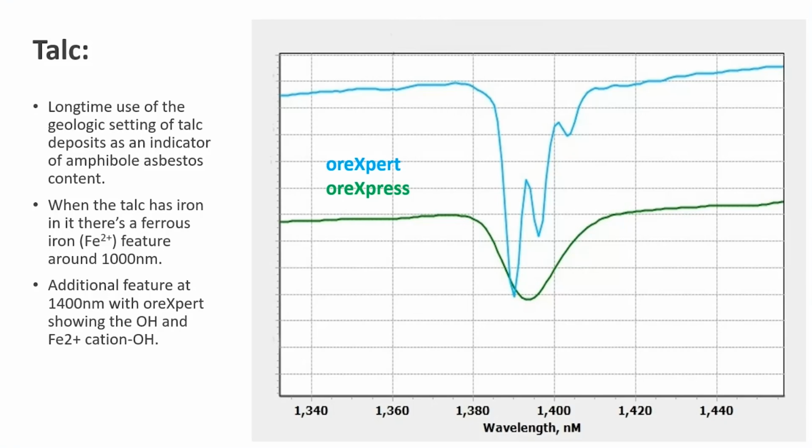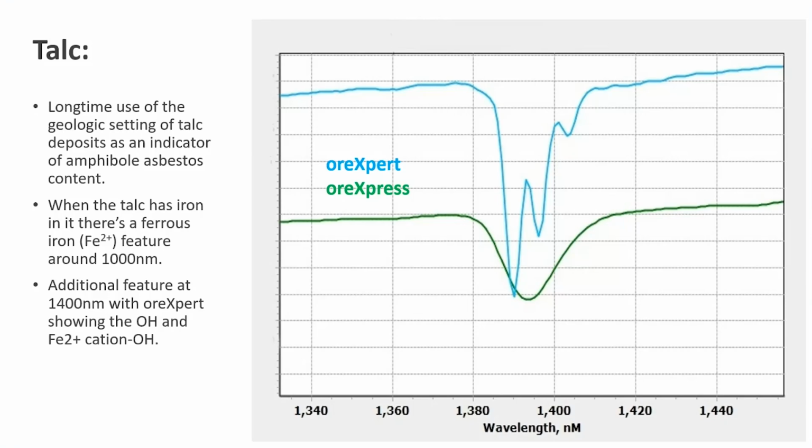When talc contains iron, we start to see a distinct ferrous iron feature around 1,000 nanometers. This is a subtle absorption band that can be tricky to resolve with standard resolution spectrometers because it often overlaps with other silicate features. With a high resolution instrument like the oreXpert, we can also detect an additional feature at 1400 nanometers where the OH bond interacts with the Fe2 cation.